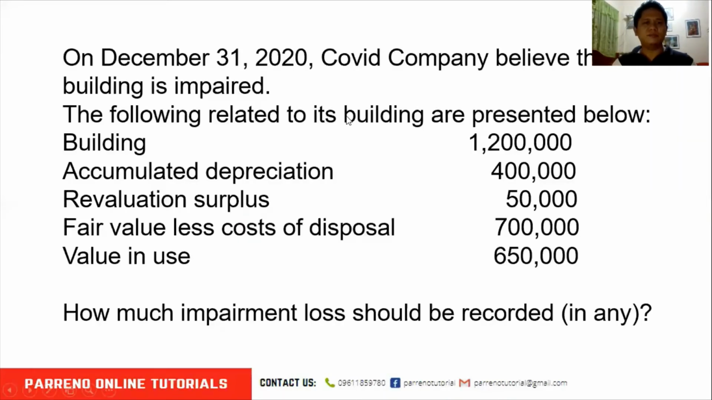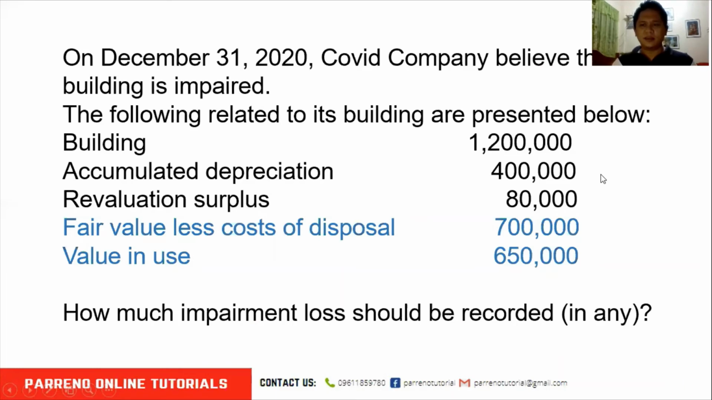Problem. On December 31, 2020, COVID company has the following information, but this time the asset was previously revalued. That's why you have this revaluation surplus of 50,000, an OCI account. The question is, how much impairment loss should be recorded, if any?